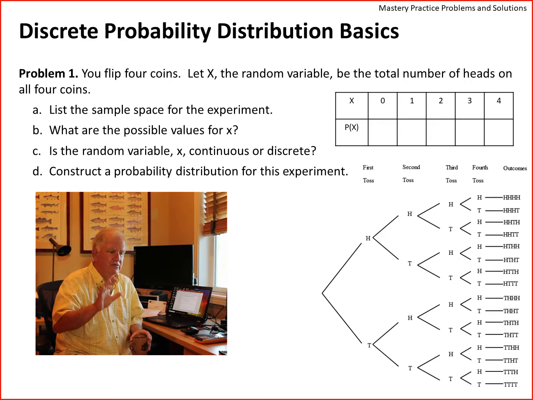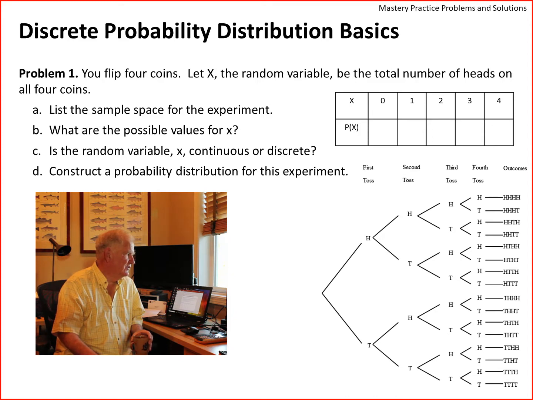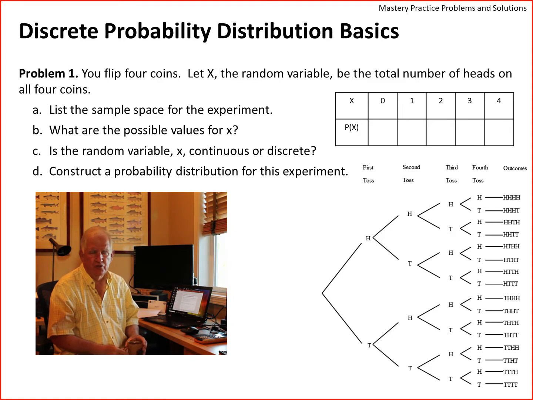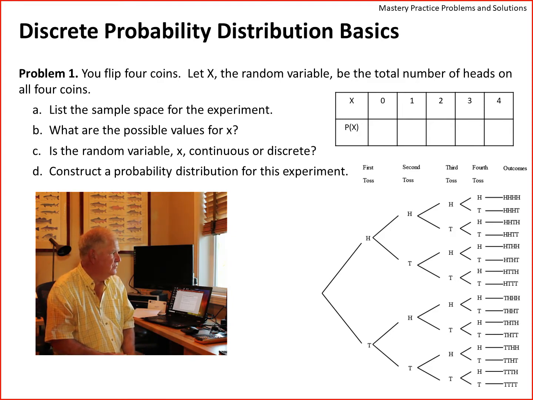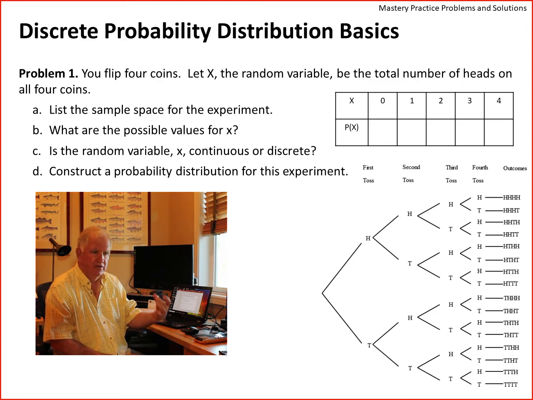X then is all the possible values of this random variable. And the next question is, is it continuous or discrete? It's very clearly discrete. It is just the number 0, 1, 2, 3, 4. And then the last question says, can you construct a probability distribution for this experiment? So now you have to go back to this tree, and you have to note that there are 16 values, 2 to the 4th possible outcomes, 2 to the 4th, 16.